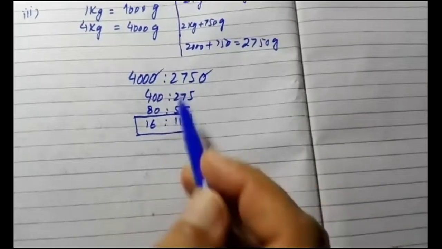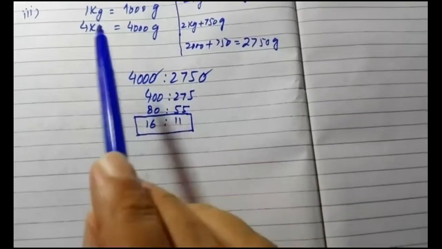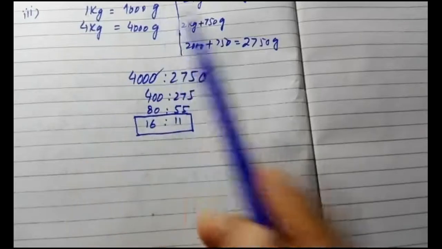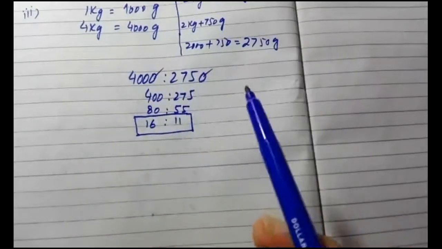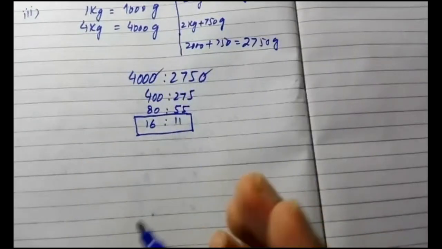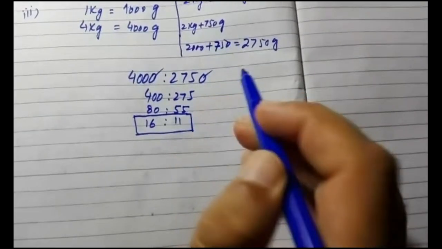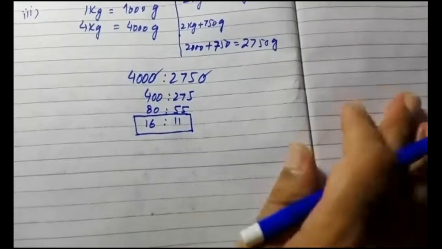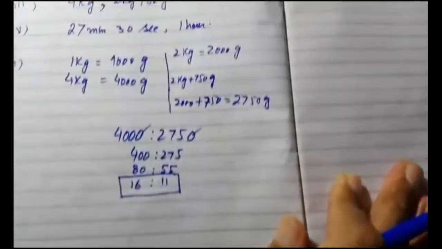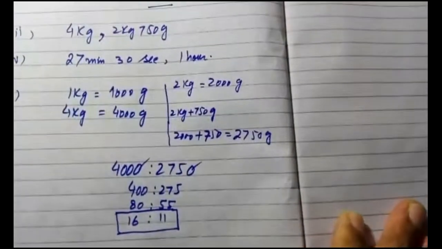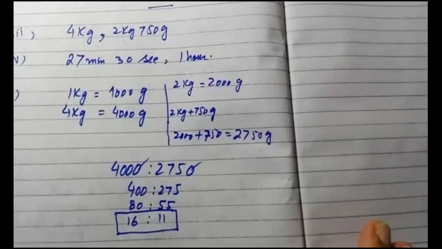So this is how you will simplify 4 kgs and 2 kg 750 grams. My point is that you should learn the method or the procedure. Questions can be different. What is important is that you make the units the same first, because the units can be in kgs, grams, or even in milligrams as well.